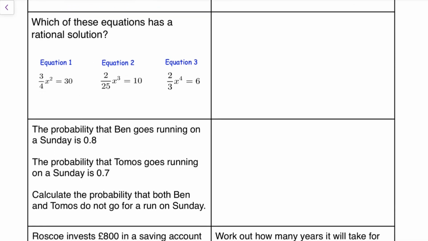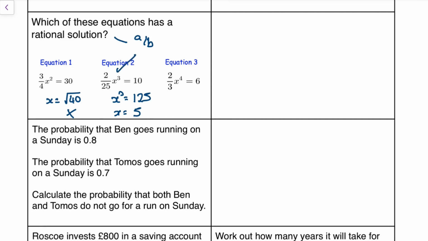Happy with that. Which one of these equations has a rational solution? Now, rational means I can write it as a over b, where a and b are both integers. Probably the quickest way of doing this is just to work it out, isn't it? So this one here means that x squared is equal to, well, 30 times 4 is 120, and 120 divided by 3 is 40, so x is equal to the square root of 40, which is not rational. For the second one, x cubed is equal to 10 times 25, divided by 2, which is 125, and that does indeed have a correct answer of 5, because 5 times 5 times 5 is 125, so therefore that is rational.